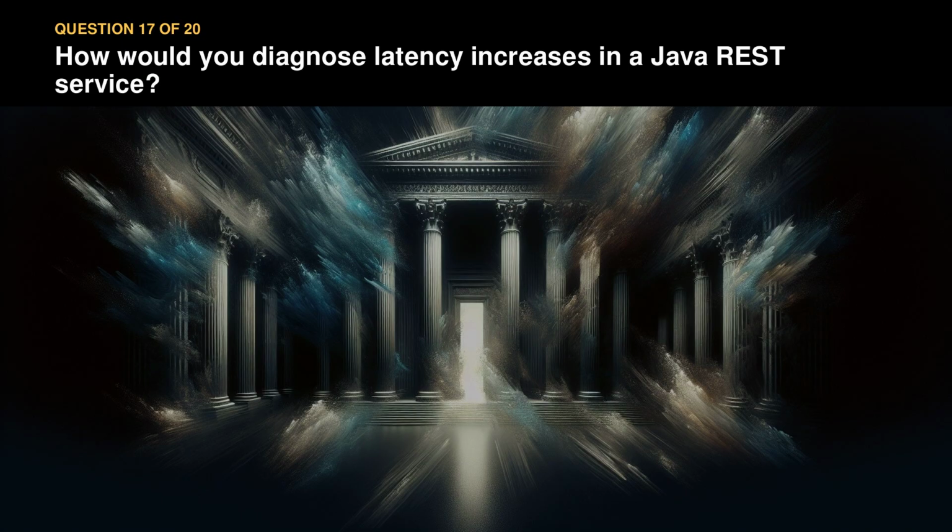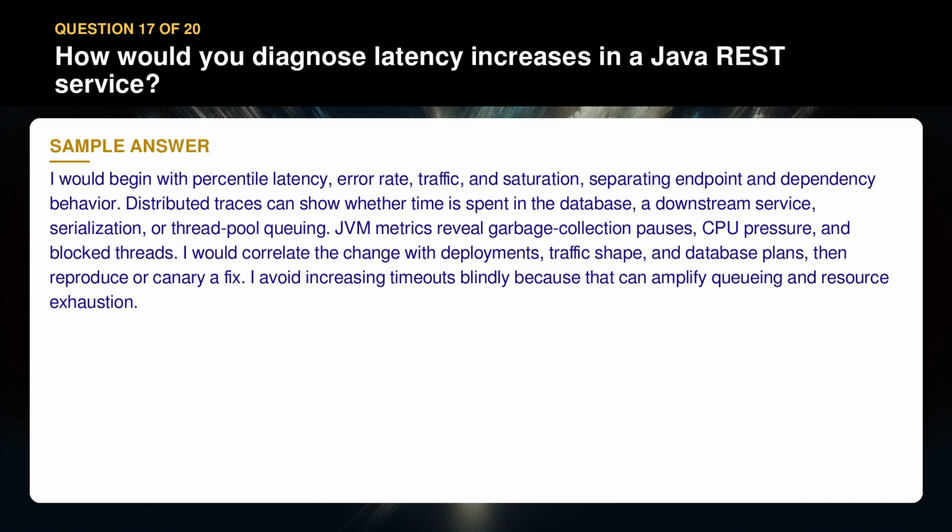Question 17. How would you diagnose latency increases in a Java REST service? I would begin with percentile latency, error rate, traffic, and saturation, separating endpoint and dependency behavior. Distributed traces can show whether time is spent in the database, a downstream service, serialization, or thread pool queuing. JVM metrics reveal garbage collection pauses, CPU pressure, and blocked threads. I would correlate the change with deployments, traffic shape, and database plans, then reproduce or canary a fix. I avoid increasing timeouts blindly because that can amplify queuing and resource exhaustion.